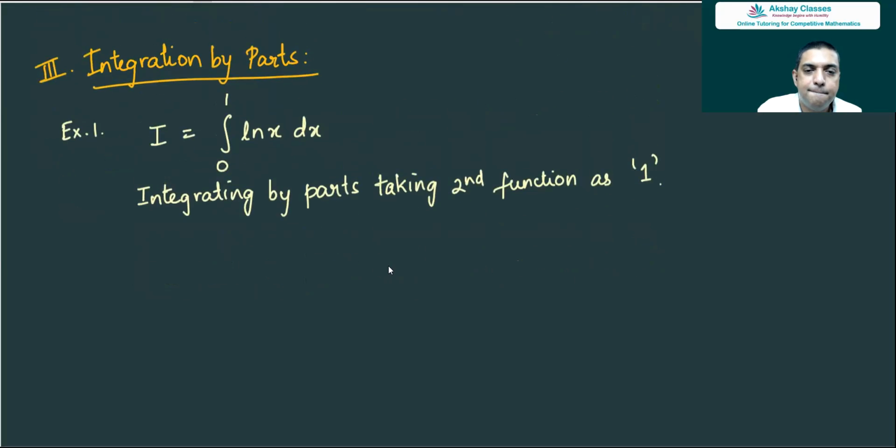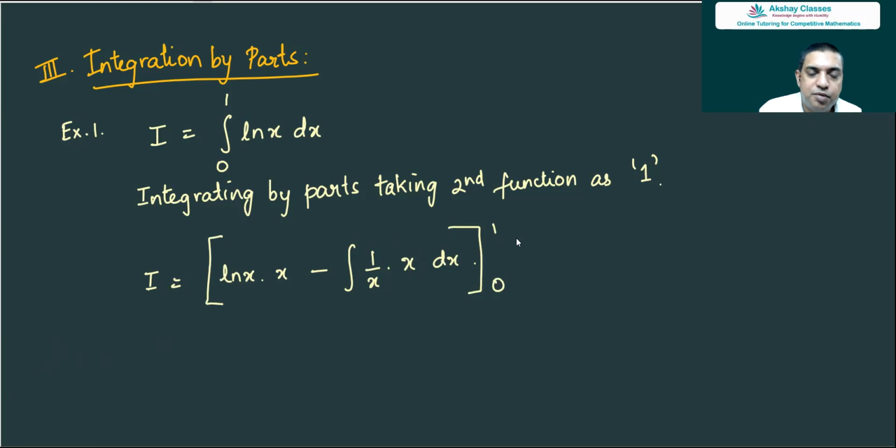Second function is 1. So we get first function into integral of the second, minus integral of, I'm doing antiderivatives only, derivative of the first times integral of the second. A common mistake students make is they apply the limits randomly. When they are integrating here, sometimes they integrate and apply the limits inside. No, after you evaluate the full antiderivative, you apply the limits.